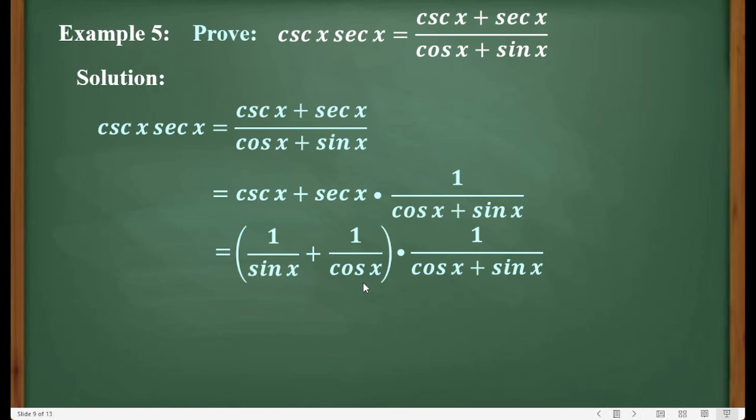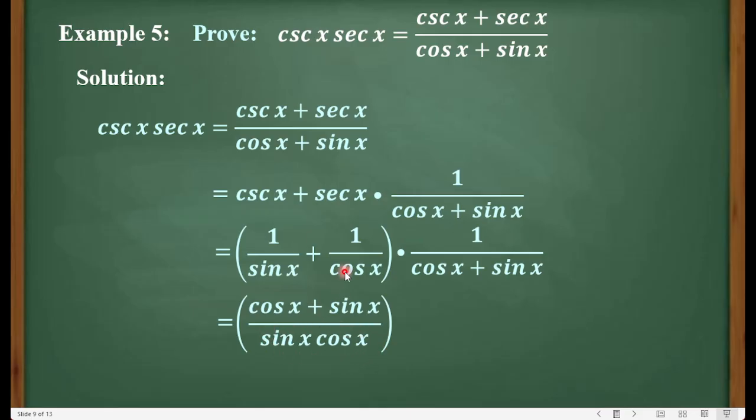Then, what shall we do with the expression inside the parentheses? We combine the 2 fractions by determining their LCD. So, what is the LCD? It's simply the product of these 2. Then, this LCD divided by sine of x will be equal to cosine of x times 1, which is cosine of x. Then, the same LCD, this time we divide this by cosine of x. The cosine of x cancels and what remains is sine of x. And sine x times 1 is sine x. Okay? And this quantity is again to be multiplied by this expression.